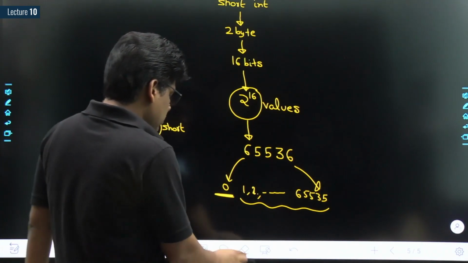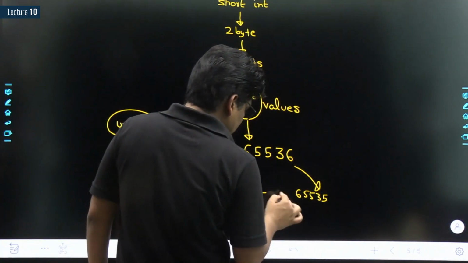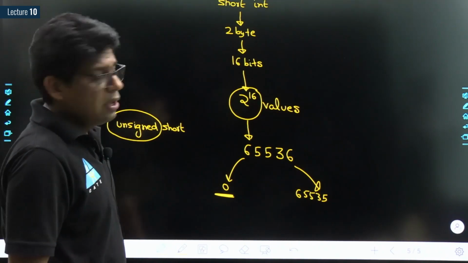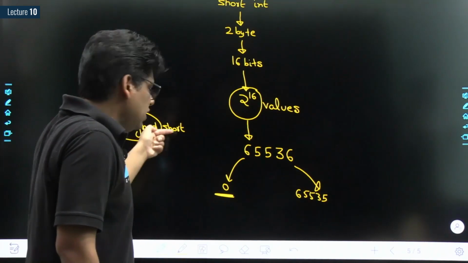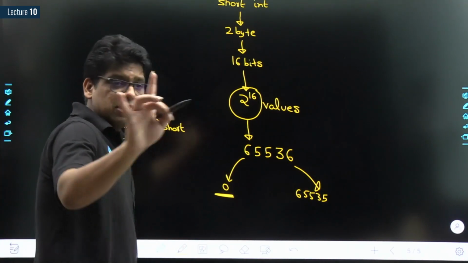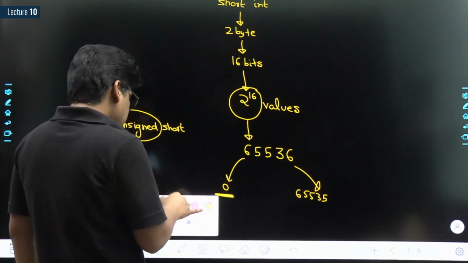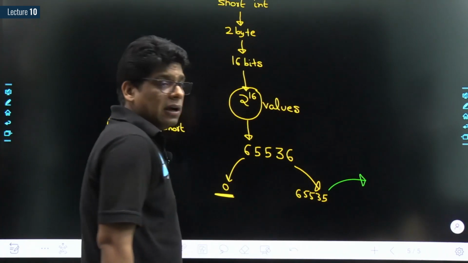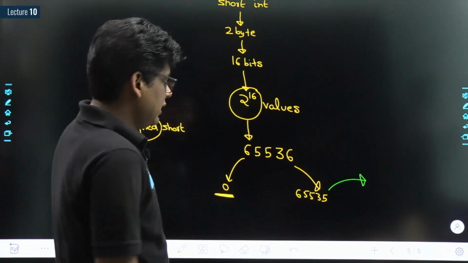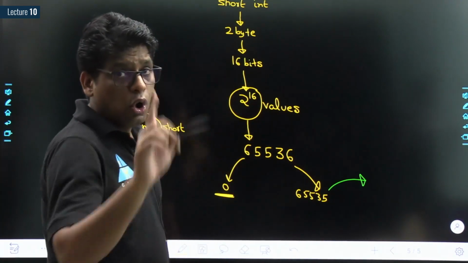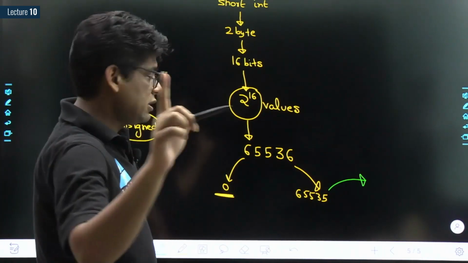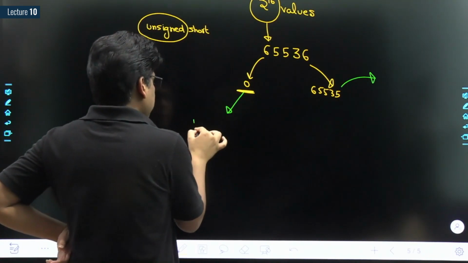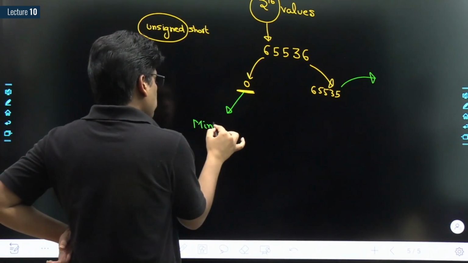That is why, if I ask you what is the smallest number we can store inside unsigned short integer? Sir, it is always 0. And what about the maximum positive value we can store inside unsigned short integer? Sir, it is 65535, not 65536. Always remember this. So what is this value? Sir, minimum positive value.